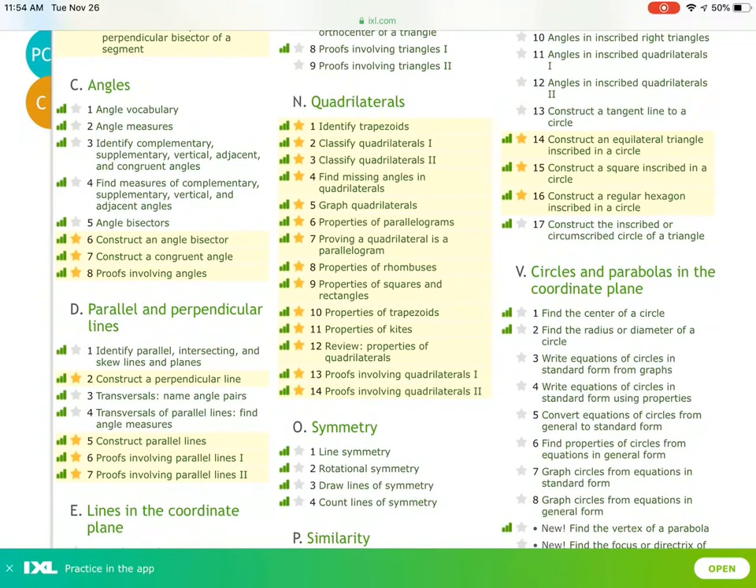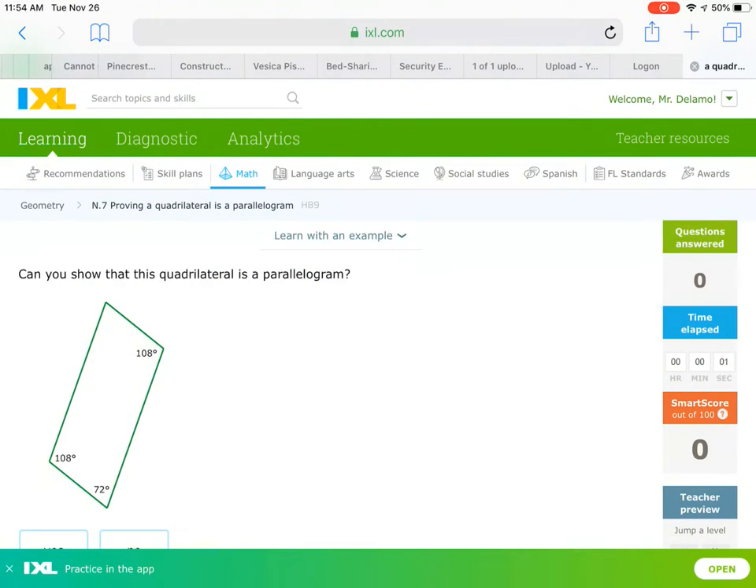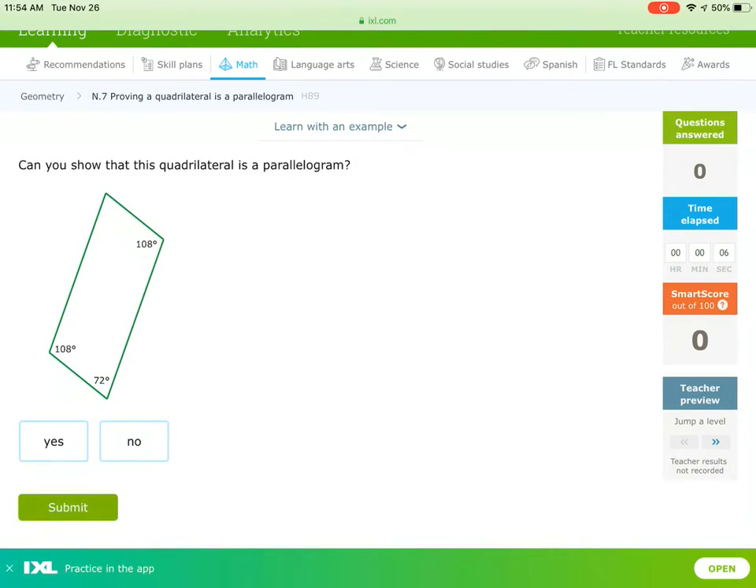N7. Proving a quadrilateral is a parallelogram. Okay, so for this you need to know some of the properties parallelograms have. We're given this quadrilateral, and they give us a few of the angles in there. They say 108, 108, and 72.